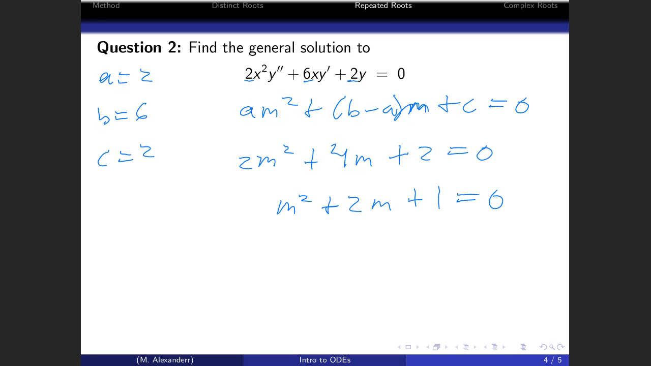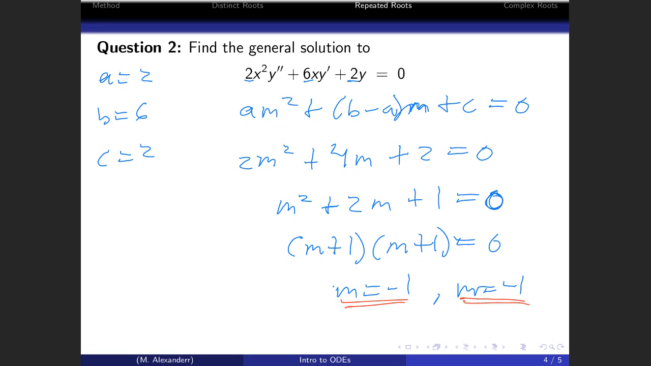And now the question is, can we factor this? If we are not able to factor, we can always rely on the quadratic formula. But if we can factor, we should. So can we factor? In this case, yes again. So this is going to be (m plus 1) multiplied by (m plus 1) is equal to 0. So that means that m is equal to -1, and then m is equal to -1. I'm repeating this because I want to emphasize that this is the second case where the m value is repeated twice. So this is the case where we have a repeated root.